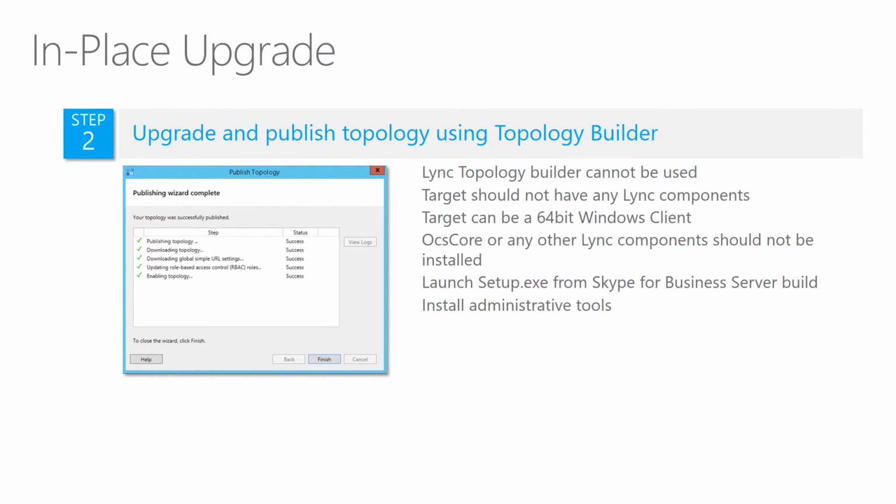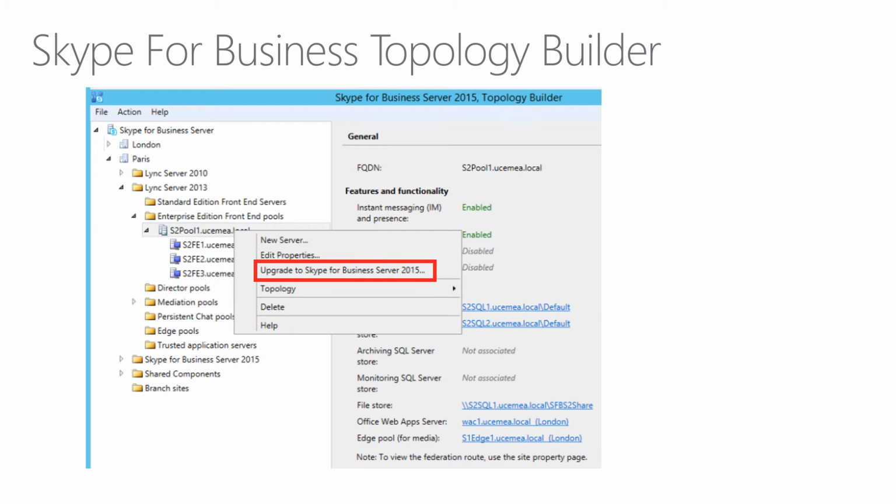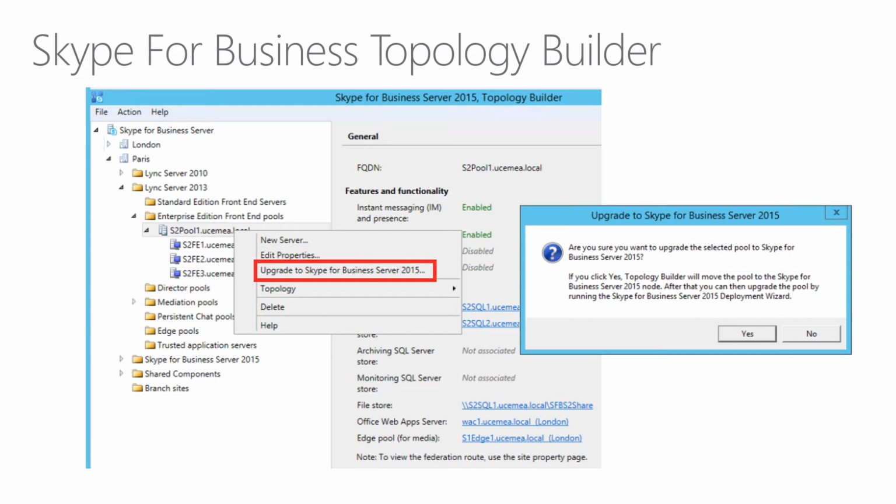Step 2. Upgrade and publish topology using Topology Builder. Please note that you cannot use Lync Topology Builder. You must use Skype for Business Topology Builder. Once you have installed the Skype for Business Topology Builder, you can select your Lync Server 2013 pool and choose the option Upgrade to Skype for Business Server 2015. Topology Builder will prompt you to confirm your selection.